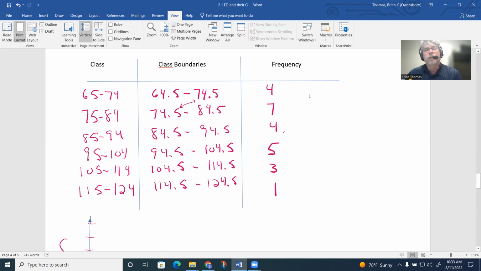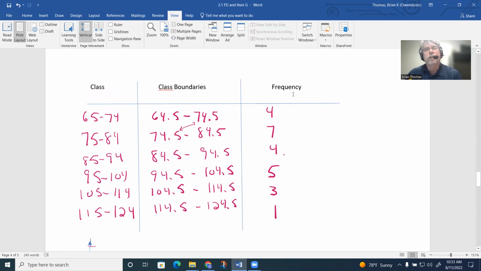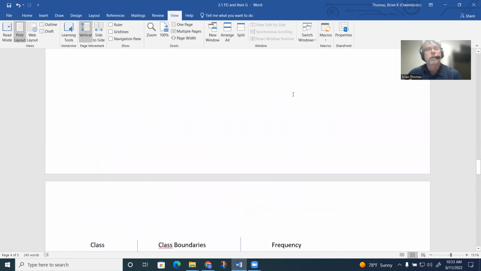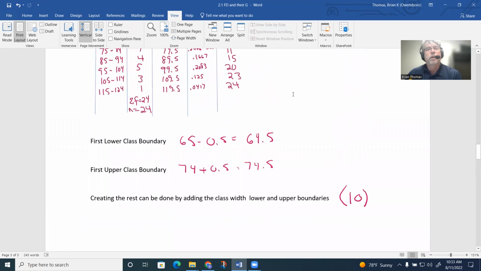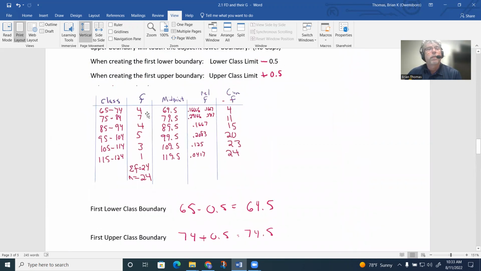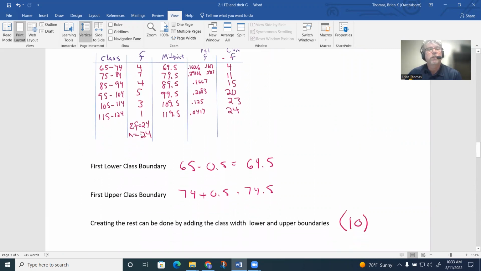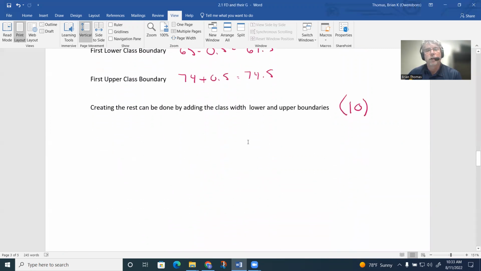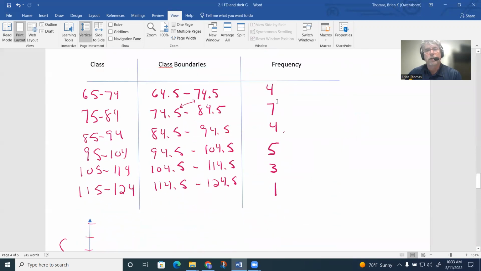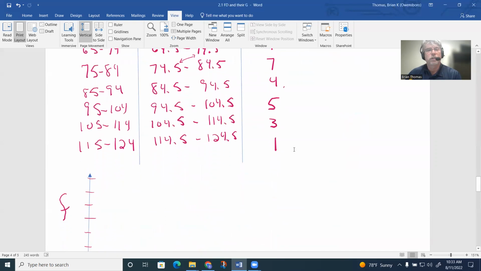The frequencies come from something we've already done in the original question. If you recall way up here in our expanded frequency table, our frequencies were already calculated for us. I already brought those down here: 4, 7, 4, 5, 3, 1. Those frequencies don't change.